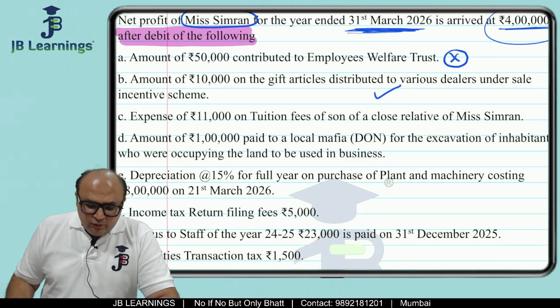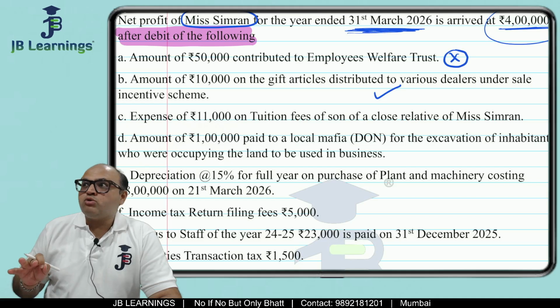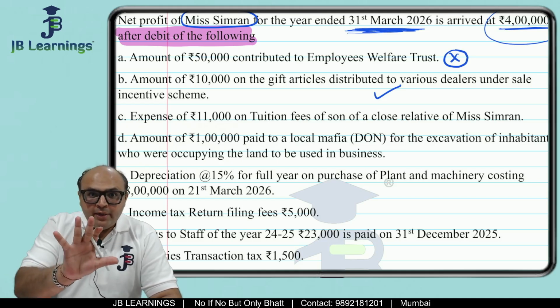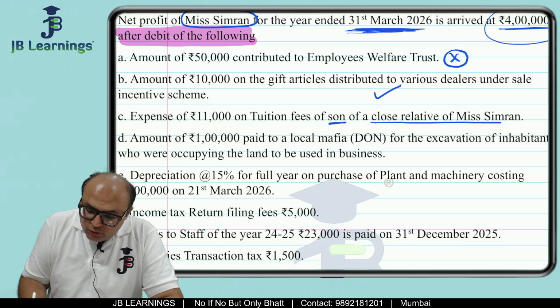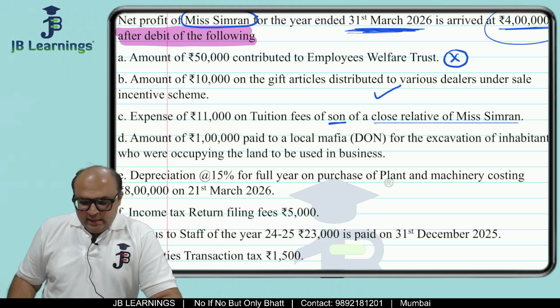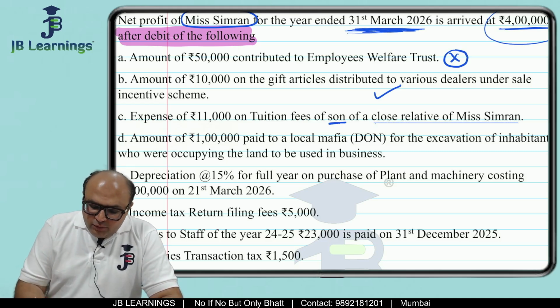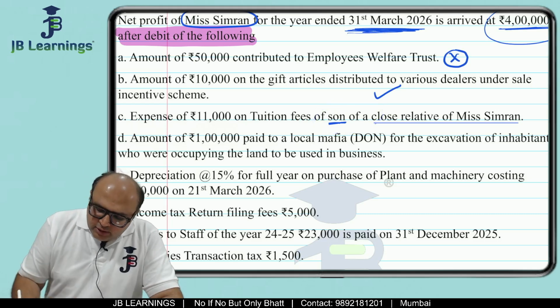Expense of 11,000 on tuition fees. As soon as you hear tuition fees, oh, chapter 6A reduction, 80C. But wait, tuition fees of son of a close relative of Miss Simran. Oh, see, first of all, tuition fees of son is not connected with business, right? So this is not a business expenditure.